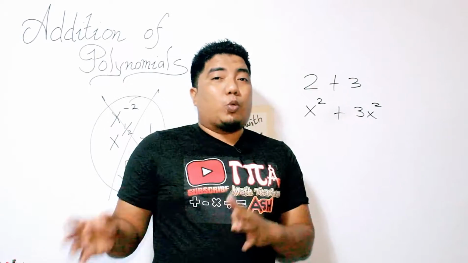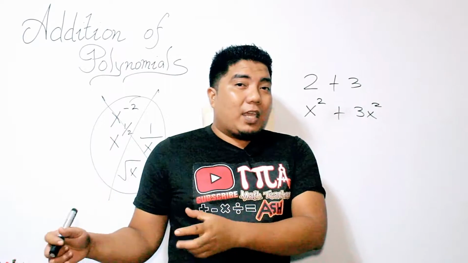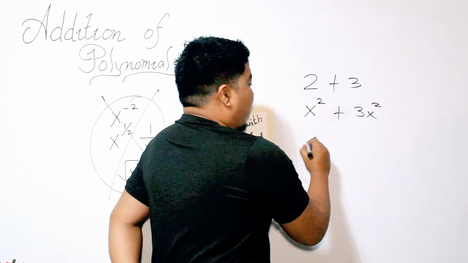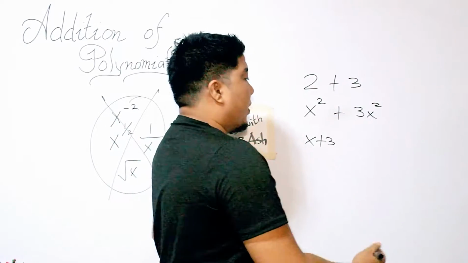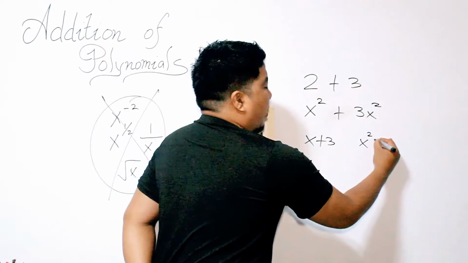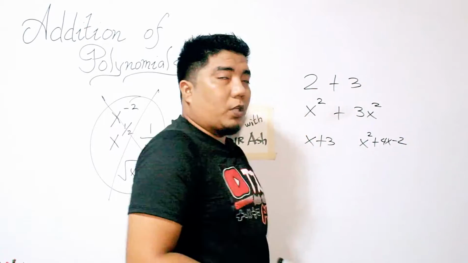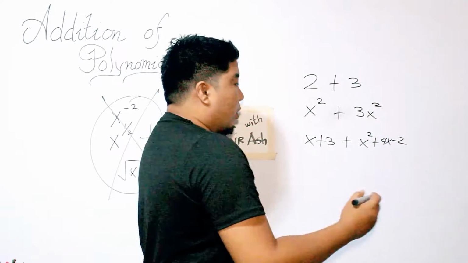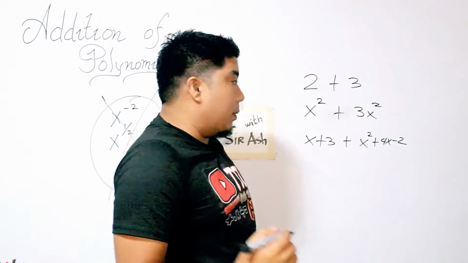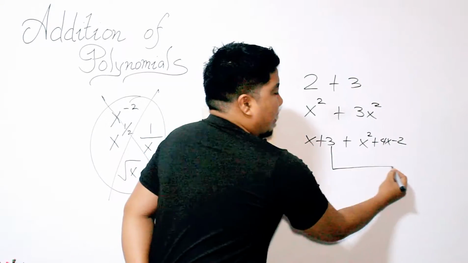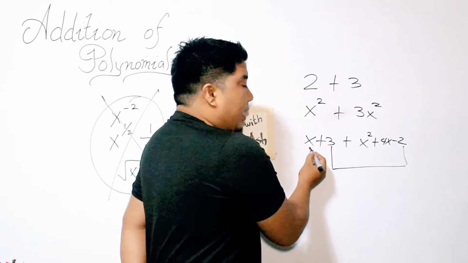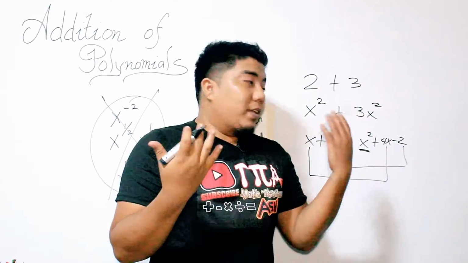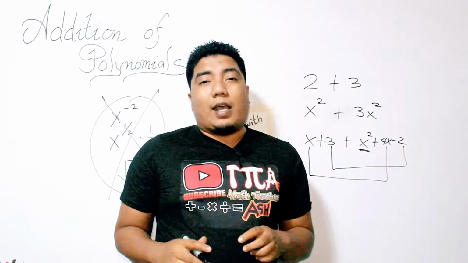The next thing is either of two ways. You can align them vertically or you can group them horizontally. How do I mean by this? Example, you have x plus 3 as one binomial and the other is, let's say, x squared plus 4x minus 2. So how do you add this? First of all, if you are trying to add the two groups, you need to identify first the similar terms. So for this constant, the similar term is this one. For this linear term, the similar term is this one. And since this term does not have any like terms, then that will stay as such.